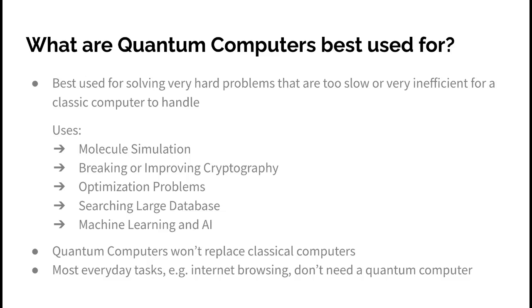But given these examples, quantum computers aren't going to replace classical computers anytime soon. Those examples I just gave aren't really everyday common tasks most people use. A typical task for a classical computer would be internet browsing, and you don't really need a quantum computer to do that.